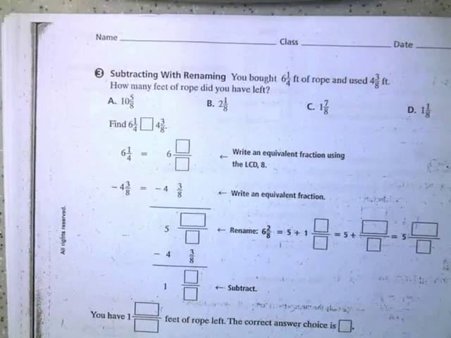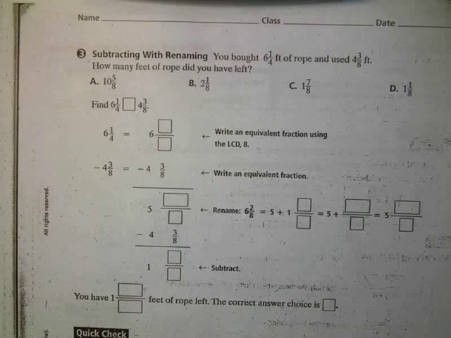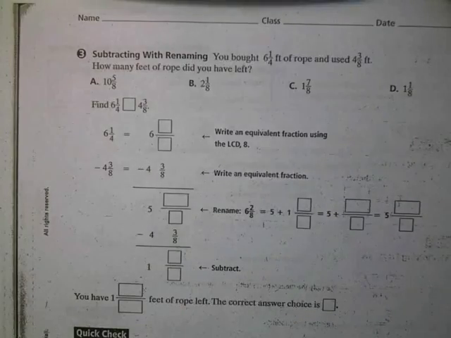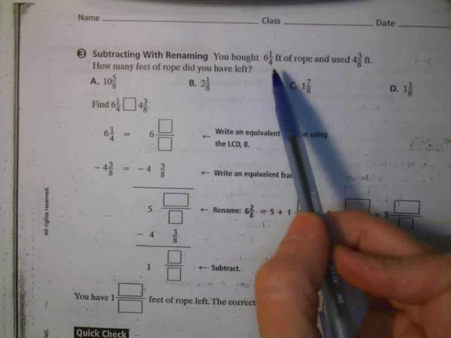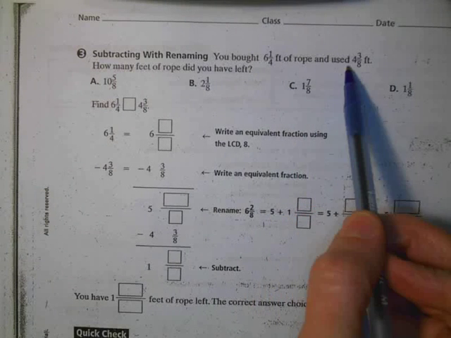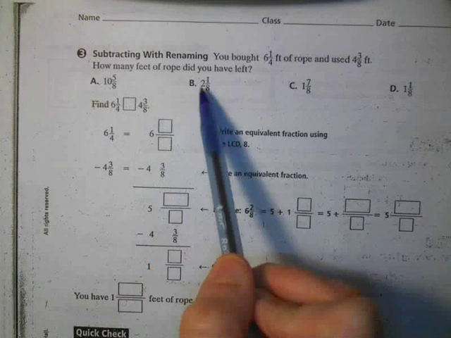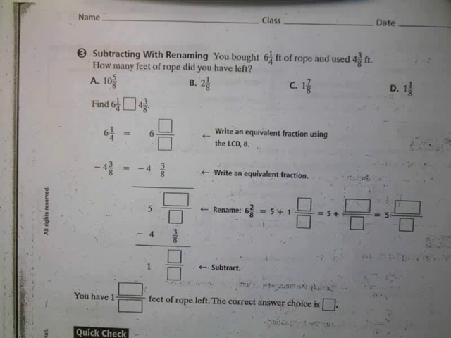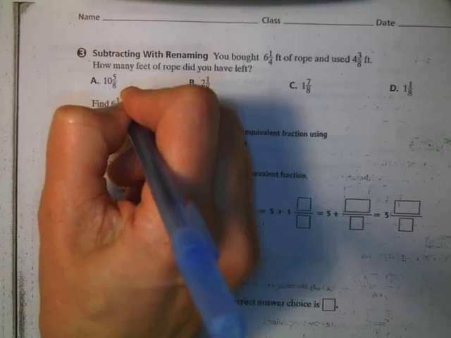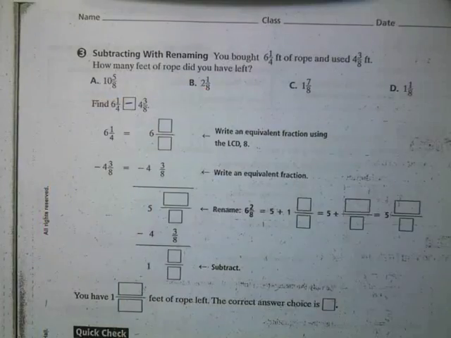Okay, let's look at subtracting with renaming. That means that we sometimes have to borrow. I call it borrowing. The book calls it renaming. It's the same idea, though. You bought 6 1/4 feet of rope and used 4 3/8 feet. How many feet of rope do you have left? And you have several options here. So what we want to do is subtract.